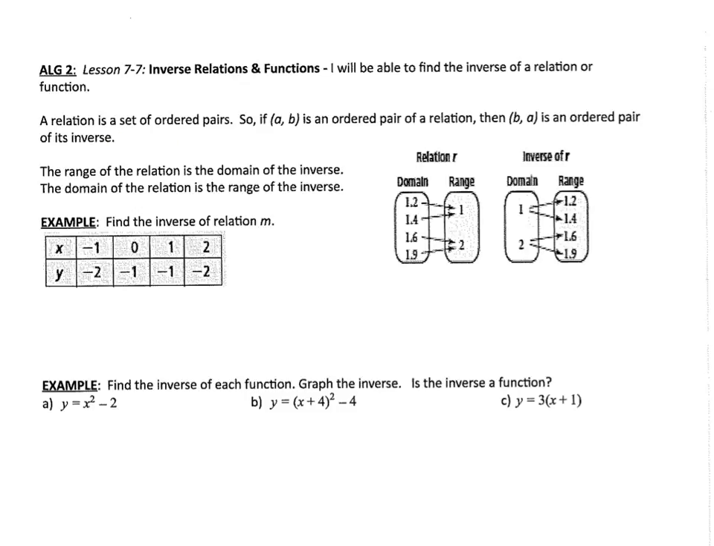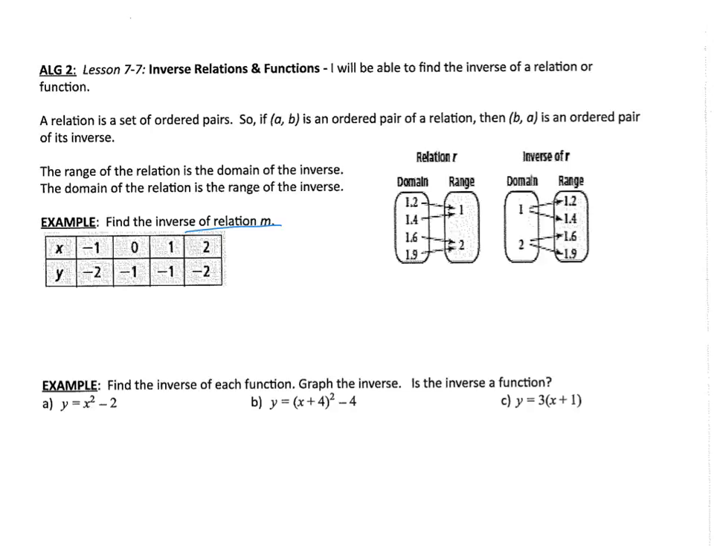A relation is a set of ordered pairs. So if (a, b) is an ordered pair of a relation, then (b, a) is the inverse. The range of a relation is the domain of the inverse, and the domain of a relation is the range of the inverse. So first one, find the inverse of this relation.